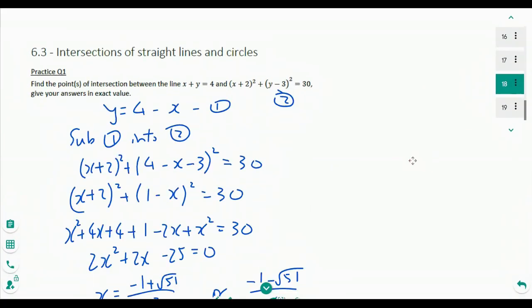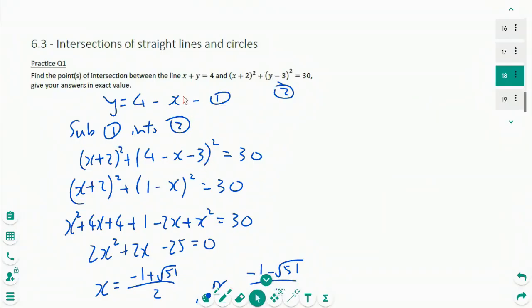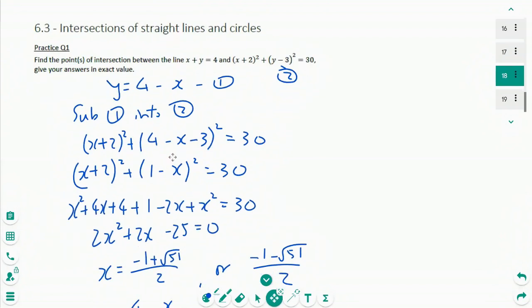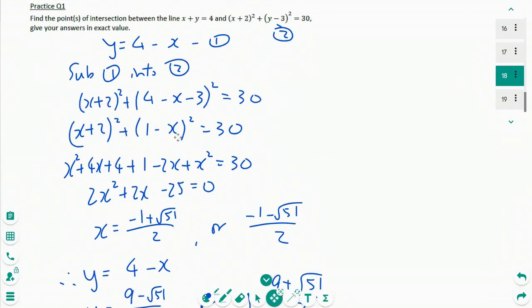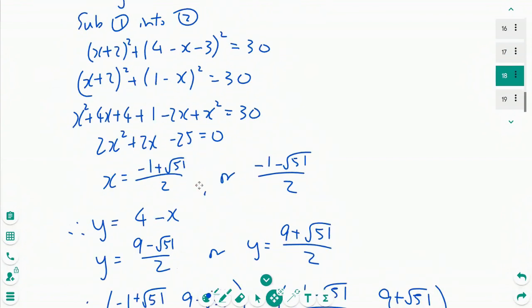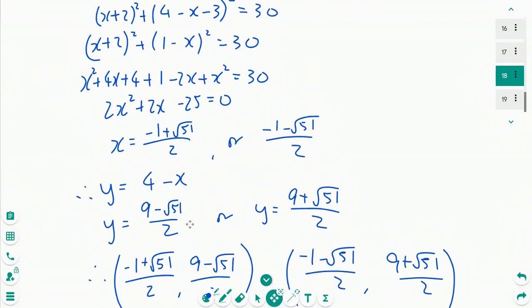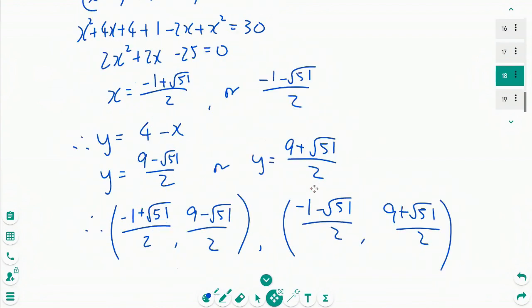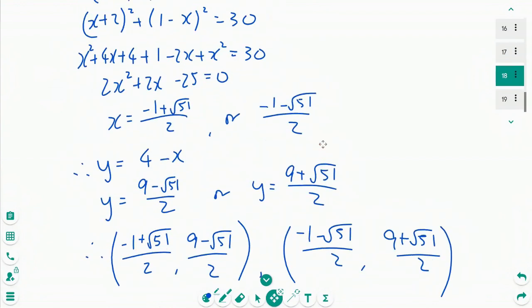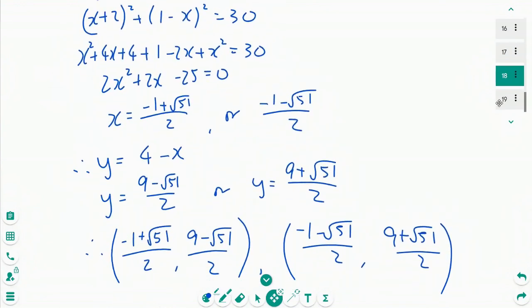So here's the final answer. I made y the subject. You could have made x the subject. You should have arrived at the same answer. And then I put it in, expand the double bracket, so you can check your working out. And then in here, I just put it in a calculator. And then I just put 4 minus x, and you write them as a pair of coordinates. Okay, and that's it. Next one.